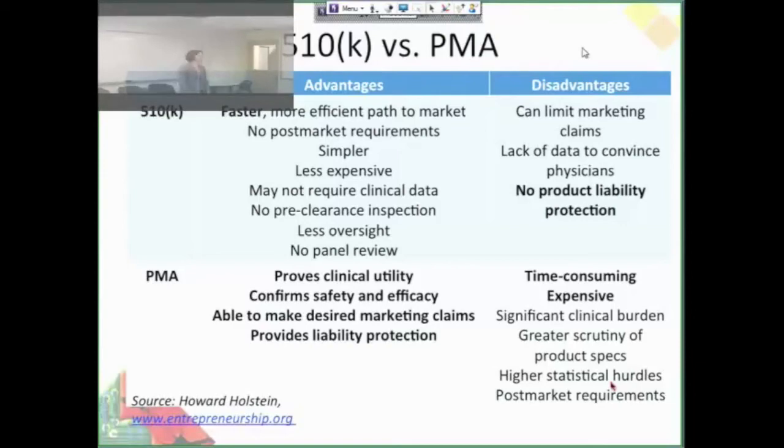On the other hand, if you set aside the time and the cost to go through the PMA, not like you have a choice, the FDA tells you whether or not you have to do it, you go through it. It's a significant clinical burden, but it proves clinical utility. It confirms the safety and efficacy. It protects you from liability litigation. And you can make the desired marketing claims that you want to, which is that it's safe and effective and FDA approved. So they both have their advantages and disadvantages.